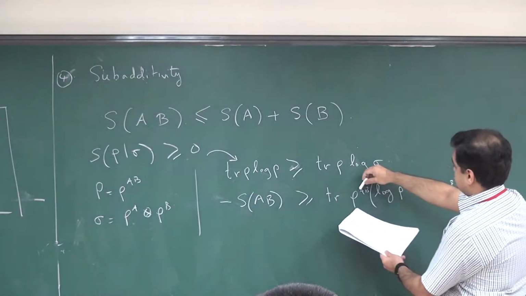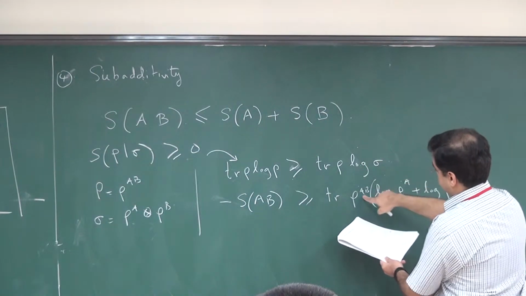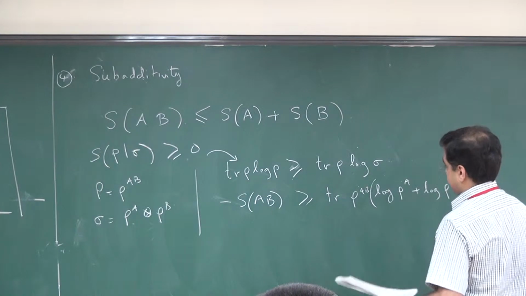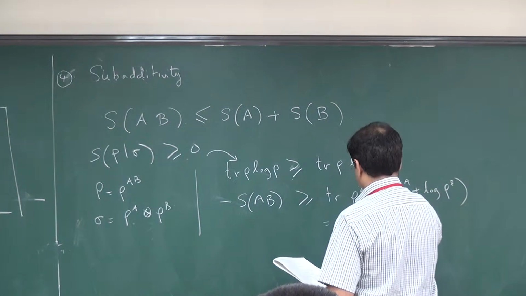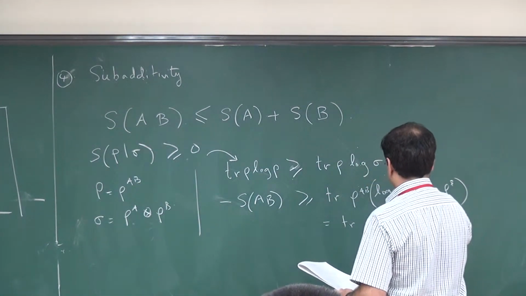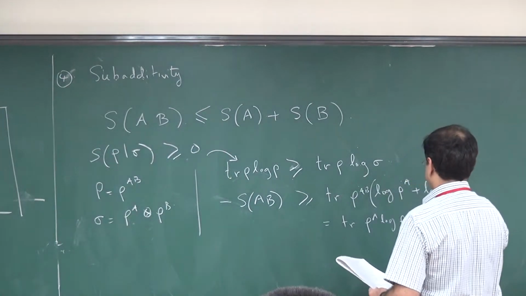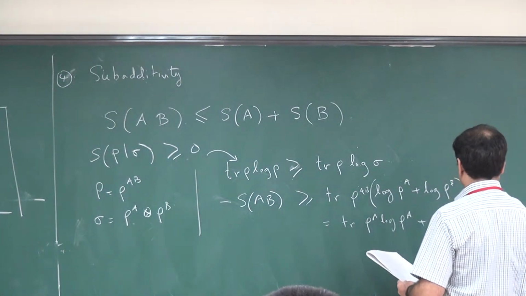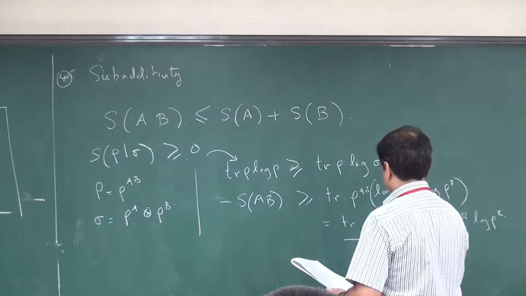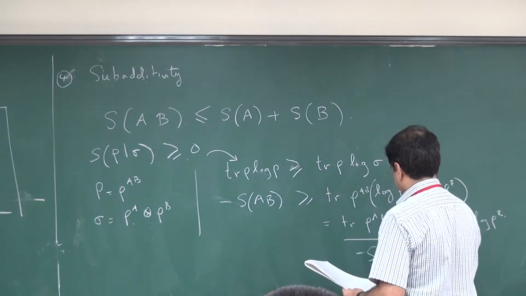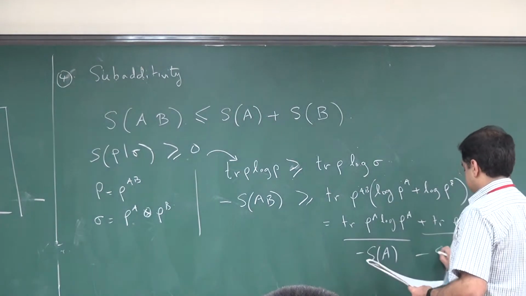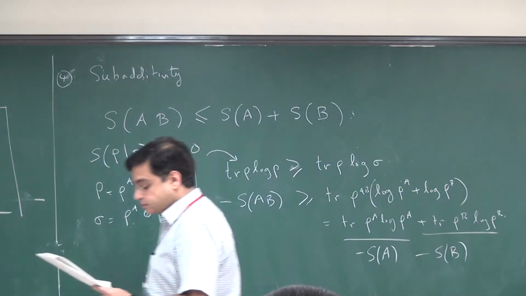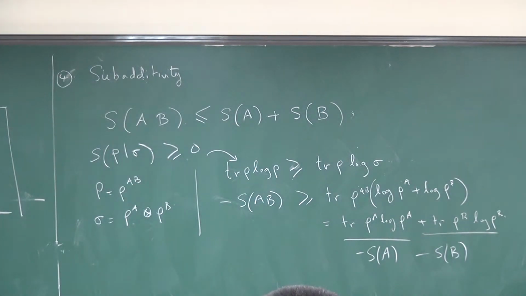And then when you are talking about each quantity, although this is rho_AB, because this only acts on A, this simply becomes trace rho_A log rho_A plus trace rho_B log rho_B. But this is nothing but minus S of A, and this is nothing but minus S of B. So that's how it follows. So this is subadditivity.